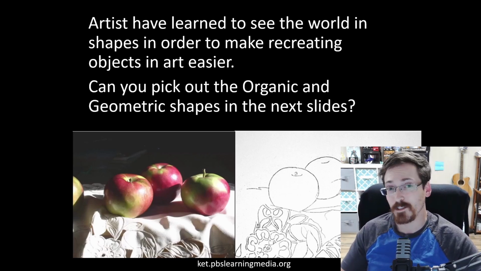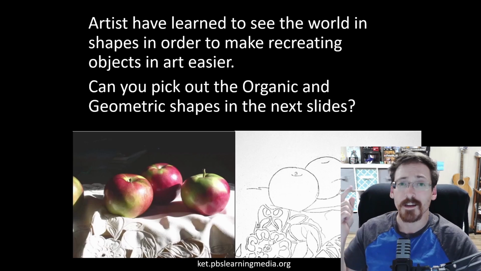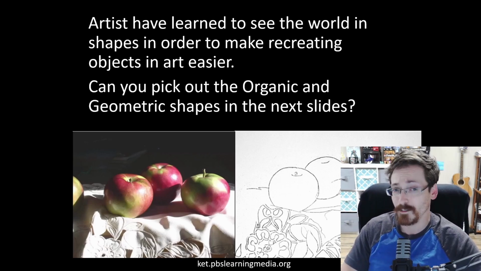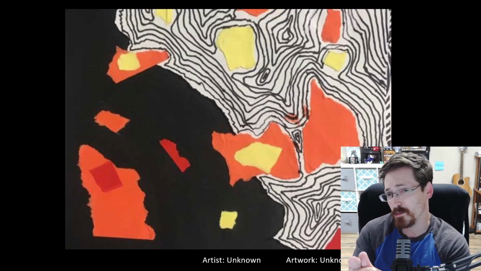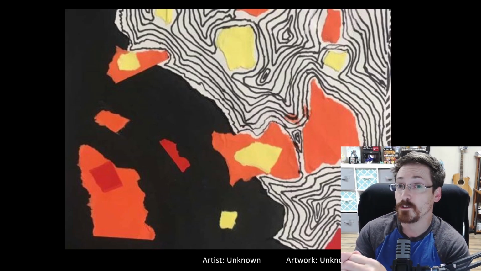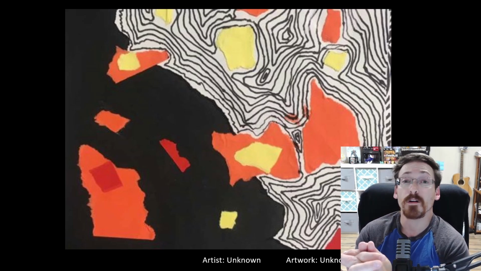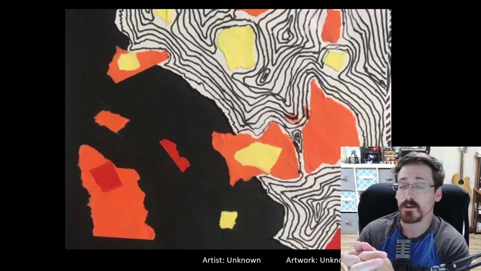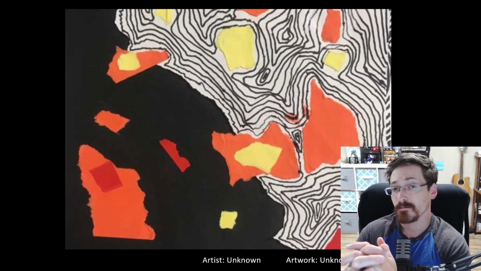And I'm going to be telling you this from now until the end of your time in my class. You need to break everything down into basic shapes. So let's look at some examples. I have a few pictures I want you to look at and pause. Are they geometric shapes or are they organic shapes?